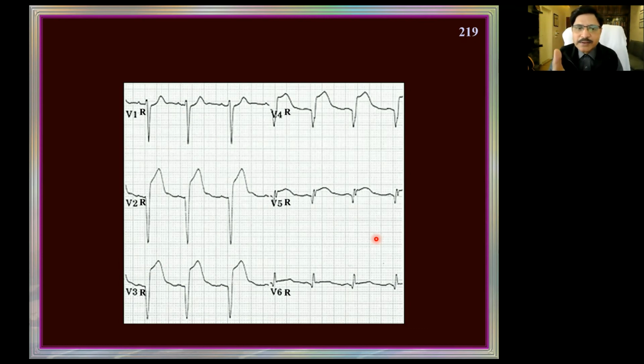A typical pattern like this only we have seen. And the troponin test we did was positive. And when I asked, she said, doctor, some years ago I was told my heart is not on the left side, it is on the right side. Slowly she is giving the history.